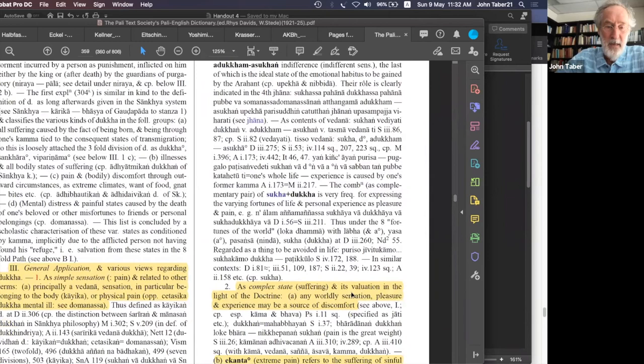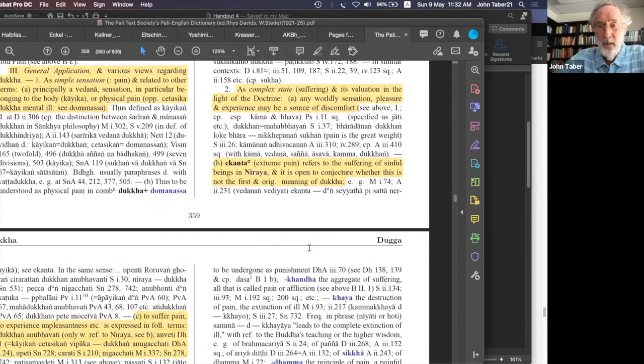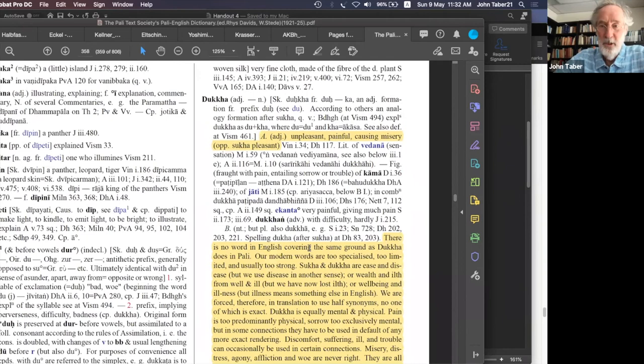And so if you go on, it talks about various ways of translating the word in different contexts. As a simple sensation, it would be pain. As a complex state, any worldly sensation, pleasure, and experience that may be a source of discomfort, and so on. So that's how scholars have translated this word dukkha.